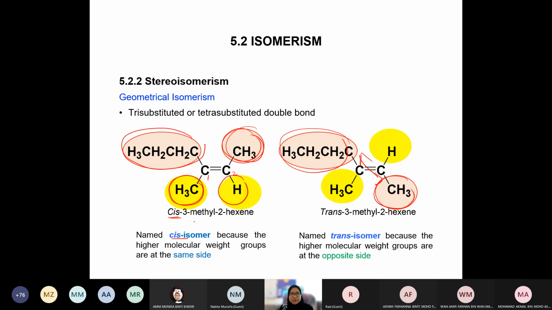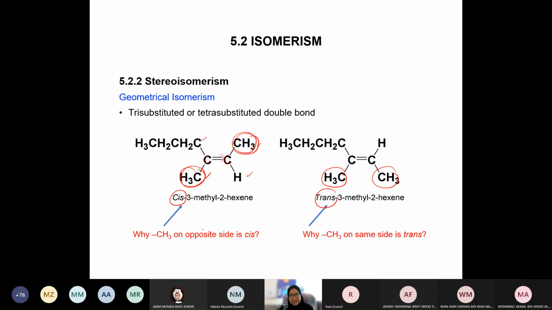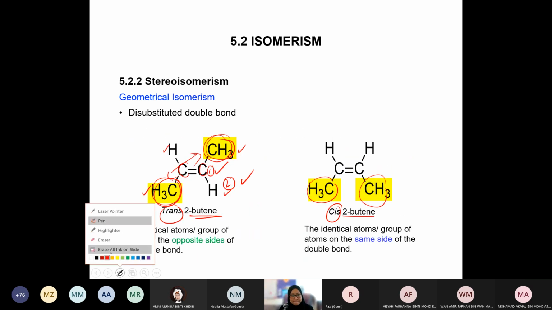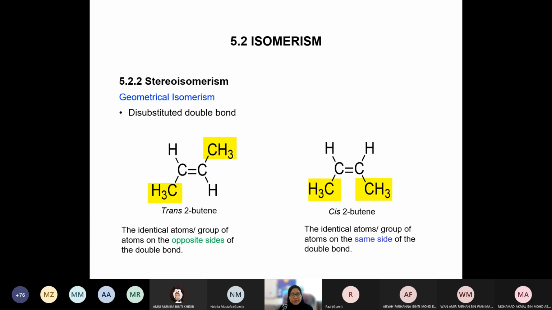It is actually based on molecular weight. Let's try this style for this one. Okay, alright. So for this carbon, this is higher molecular weight, right? Correct? This is lower molecular weight. Okay, for the second carbon, this is lower molecular weight. This is high molecular weight. Okay, so the high molecular weight are on the opposite side. Therefore, it is called trans.